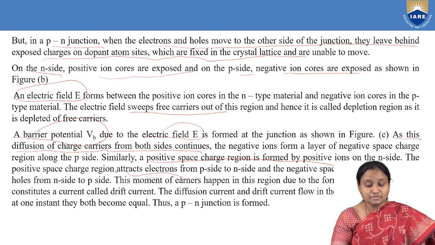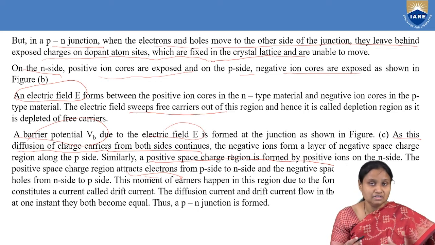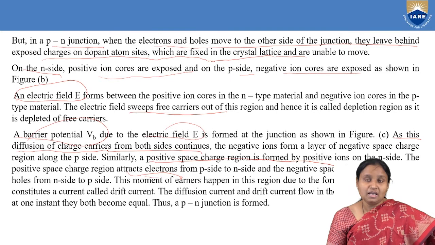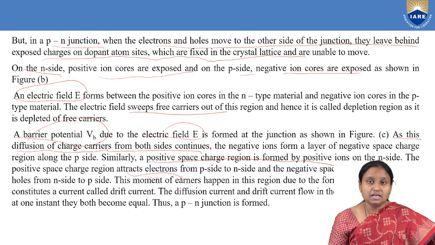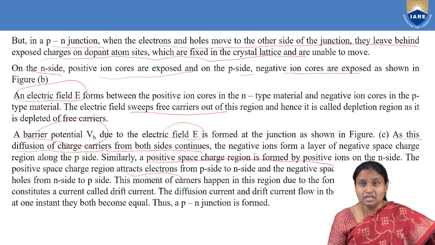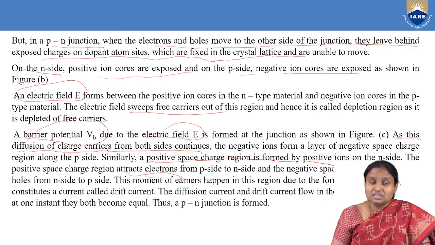Similarly, this positive space charge region will try to attract electrons from the p side to the inside. Now here we are forcing charge carriers to move. And when charge carriers move under the force or under the action of an electric field, that particular flow of charge carriers is called drift. So here, drifting of charge carriers will take place.